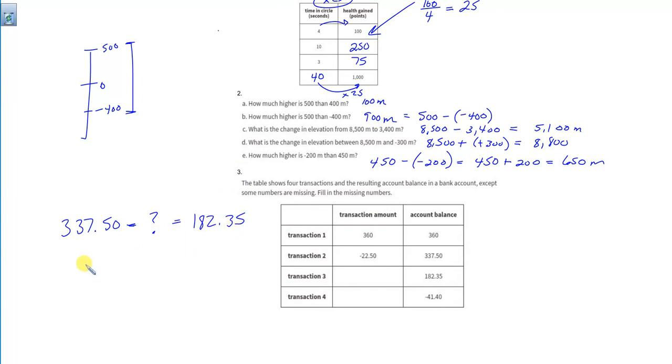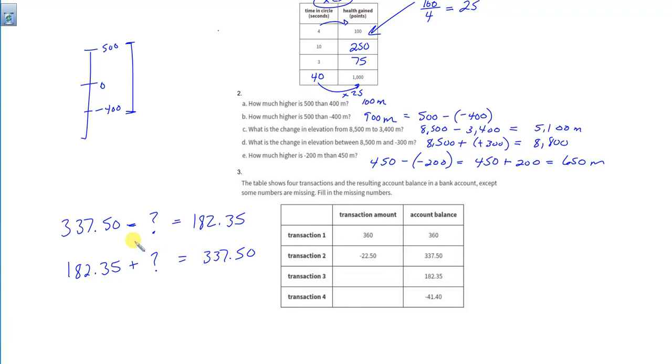So you know, this problem could go like this. I want to take the answer, 182.35, and I can add something to it and get 337.50. That's kind of how we find this answer. So you could think of it like that, equals 337.50. That's one way to imagine it.